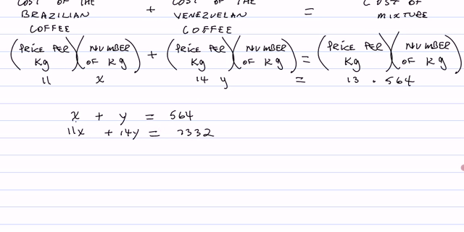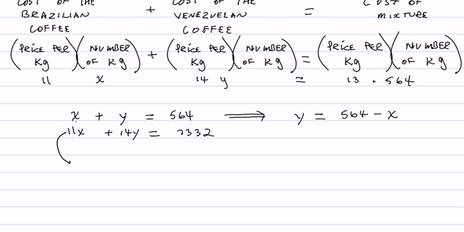Now we can solve this a number of ways. One is to use the elimination method, or we could use the substitution method. I don't really have a favorite, but I would say that this one's fairly easy to solve by substitution because we can solve the first equation for y by subtracting x from both sides. So we could say y is equal to 564 minus x.